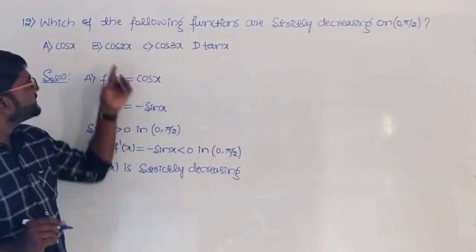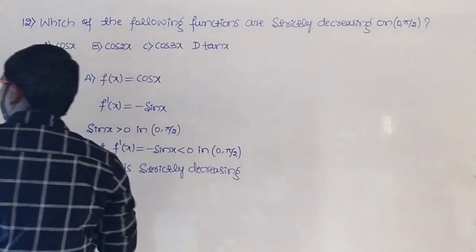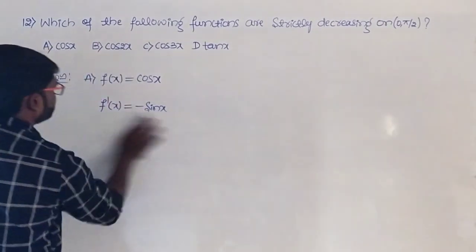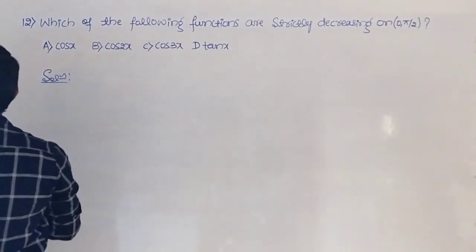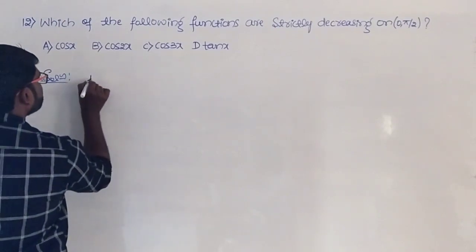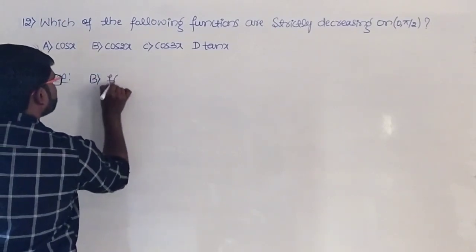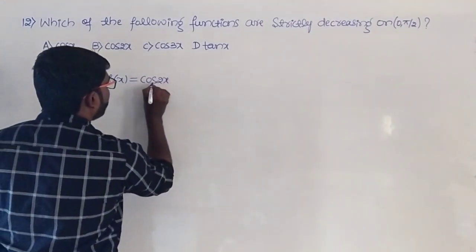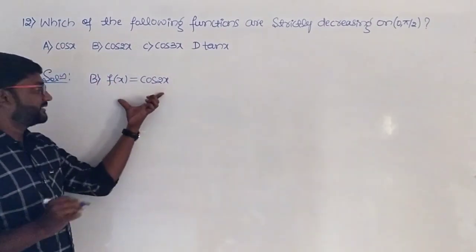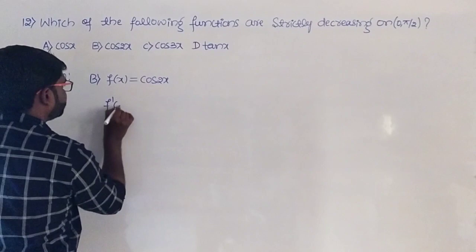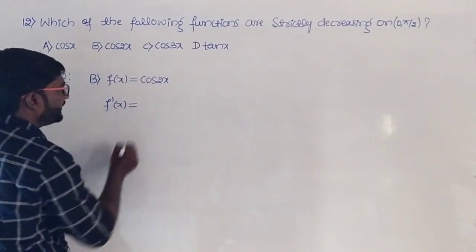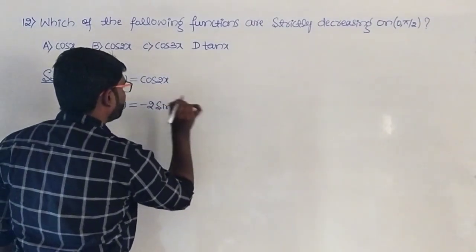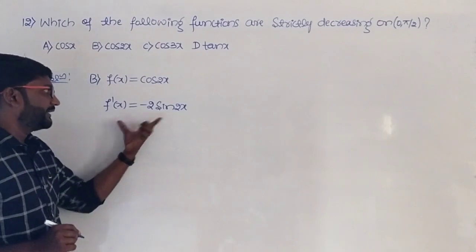Next we will move on to the second case, that is cos 2x. So note down this, then we'll go for the second one. Let us verify the second one. B, it is f of x which is equal to cos 2x, and then go for the differentiation. It is f dash of x, which is going to be minus 2 sin 2x.